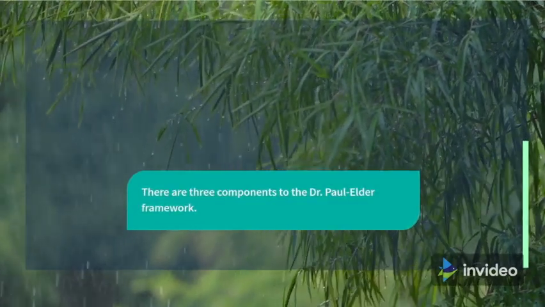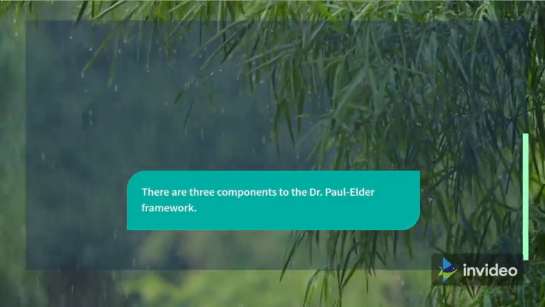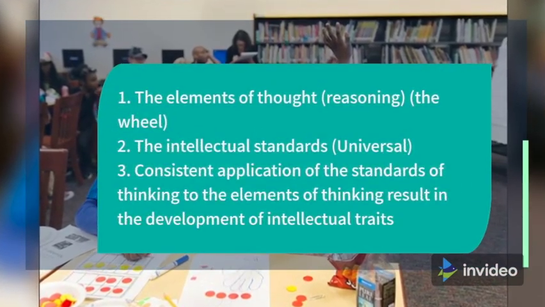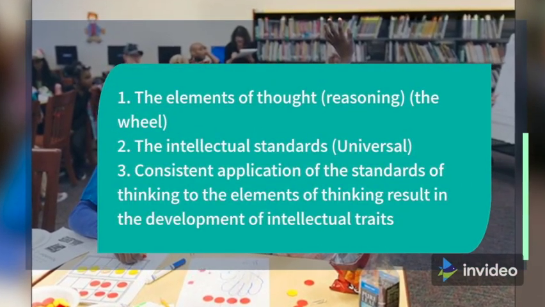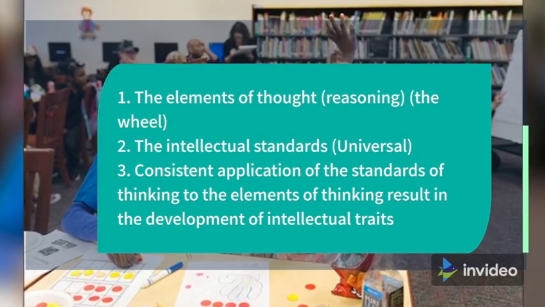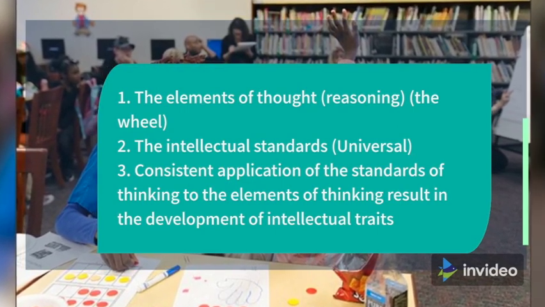There are three components to the Dr. Paul and Dr. Elder framework. Number one, the elements of thought. Number two, the universal intellectual standards. Number three, the consistent application of the standards of thinking to the elements of thinking results in the development of intellectual traits.